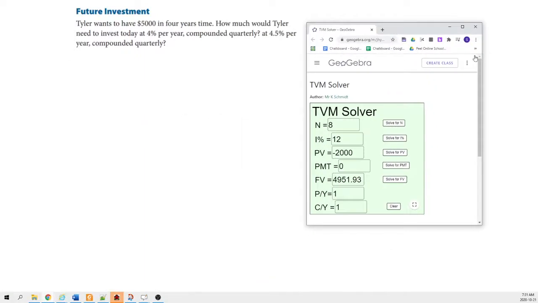So the TVM solver will give us an answer very quickly. We're going to put in 4 years, 4.5%. The present value is what we're looking for because we want to know how much to put in today. In the future, we want to have the $5,000, take it out of the bank, put it into our wallet, and therefore it's positive. The compounding periods per year is going to be 4 times per year because we're doing it quarterly. So every quarter year, we are compounding the money. In other words, 4 times per year. So now the only thing that's left to do is to solve for the present value or principal.